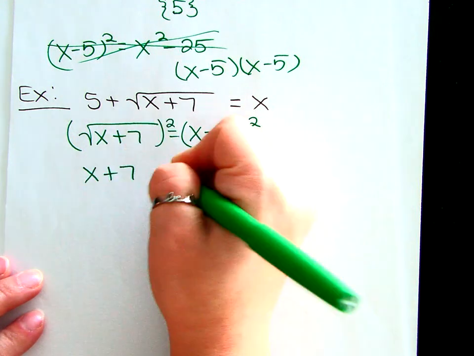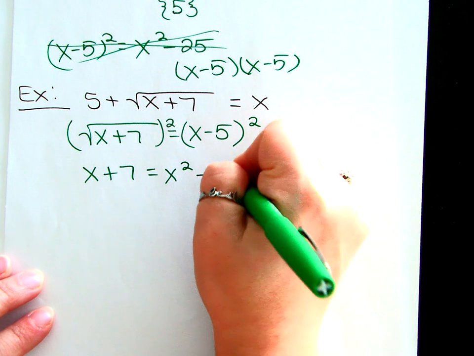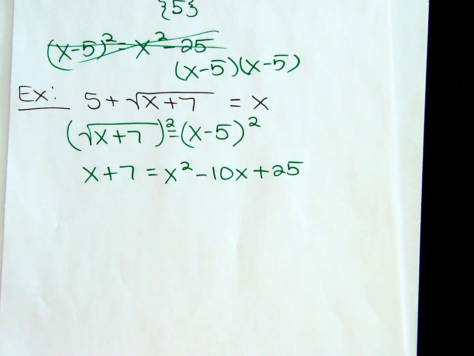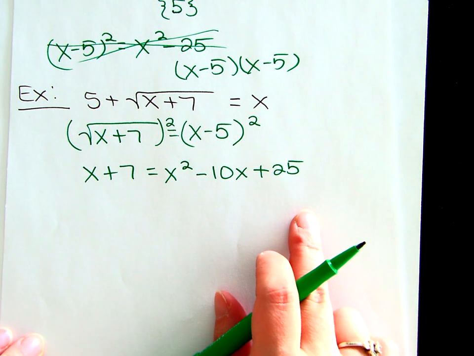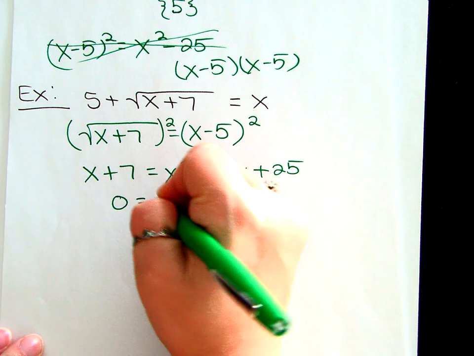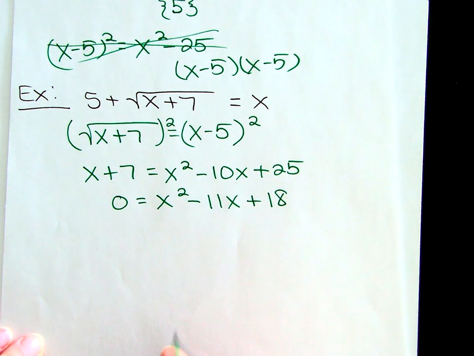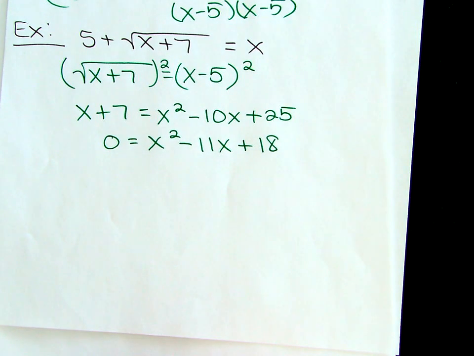So if you take x minus 5 times x minus 5, you're going to get x squared minus 10x plus 25. I'm going to move everything that's on my left-hand side over. Since I see that I have an x squared, I'm going to have to start treating this like a quadratic. So then you have 0 equals x squared minus 11x plus 18.